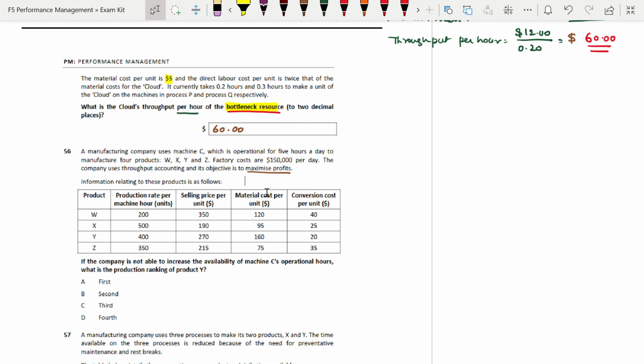Now what we have to do is calculate the throughput. Selling price is 200, 350. Material cost is how much? 120. Okay, conversion cost is how much? 40.